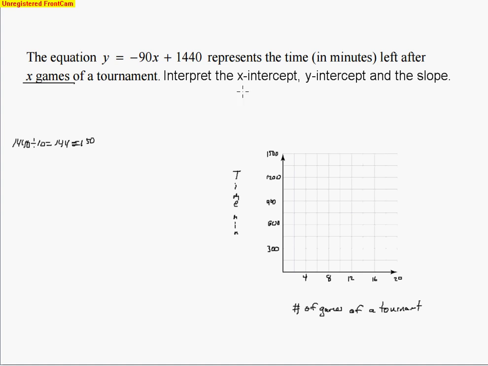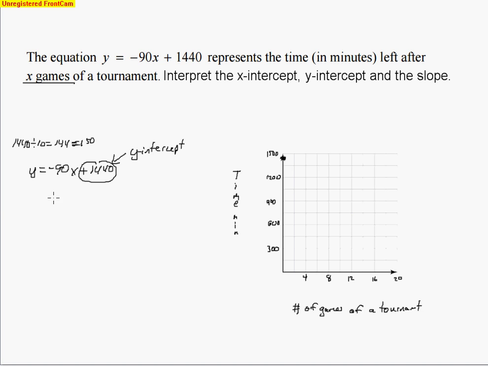So 1440 is the y-intercept. Remember, it's y equals -90x plus 1440. And so this is my y-intercept here. Y-intercept, that's where it crosses the y-axis. So I'm going to start at that point. So 1440 is somewhere around here. So this one, it's going to be just a little bit lower than that 1500, right around there.